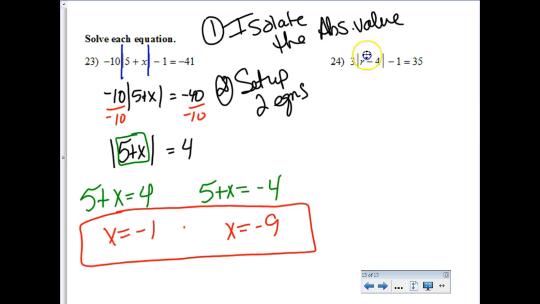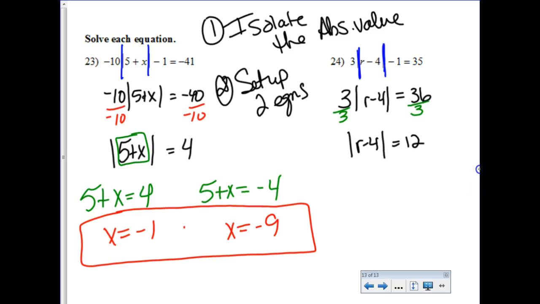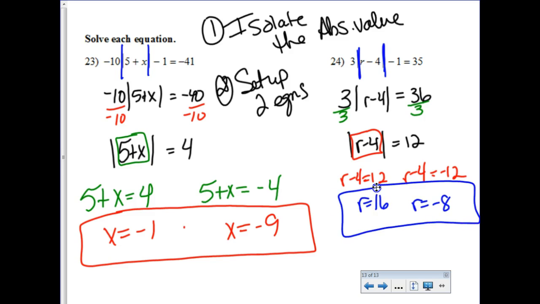Alright, same thing here, guys. We've got to isolate these absolute value bars again before we set up our two problems. So I'm going to add the 1 over, and then still not quite isolated, we're going to go ahead and divide by 3. So I have the absolute value of r minus 4 equals 12. Now we can set up our two problems. So this stuff right here, r minus 4, it could be 12, or it could be -12. So r could be 16 when I solve that one, or r could be -8. Both are great solutions.